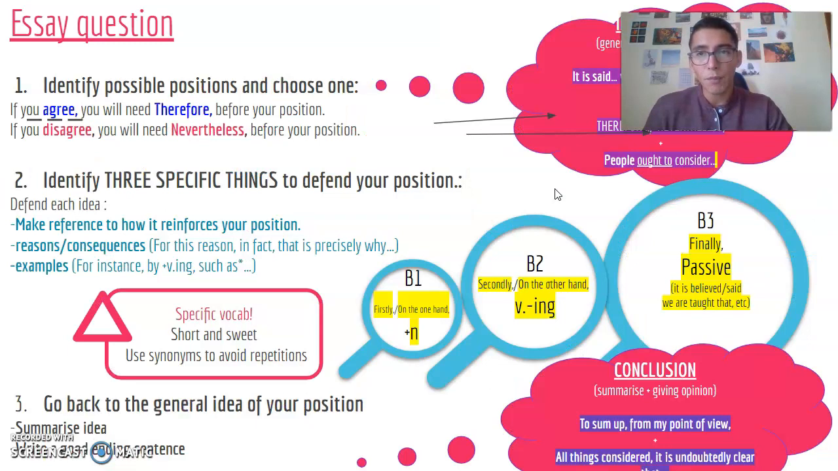Okay? Here you have again ways that you can begin your body paragraph one. Firstly, it's always important to sequence. It shows that you're well organized with your ideas. Firstly, and you start with a verb ing, or secondly, you can start with a noun, or finally, you can start with a passive or a chunk that is a general chunk. So you can use whichever order you want to, but just make sure that you do firstly, secondly, finally in your beginning of body paragraphs, okay?